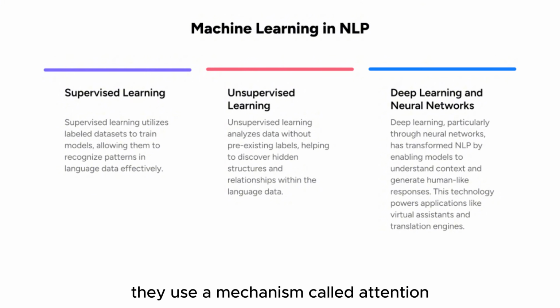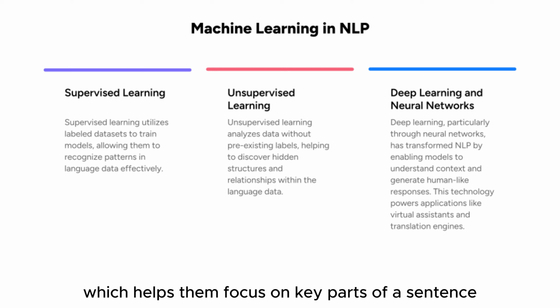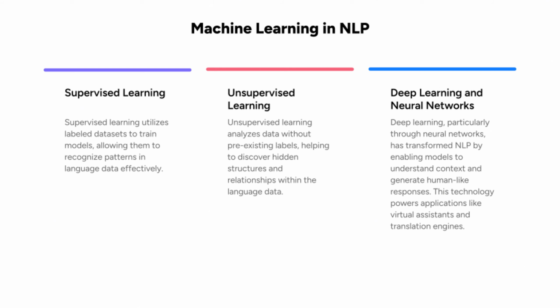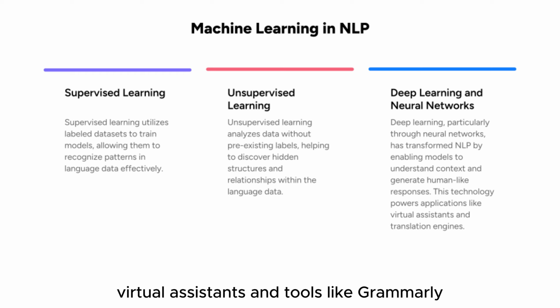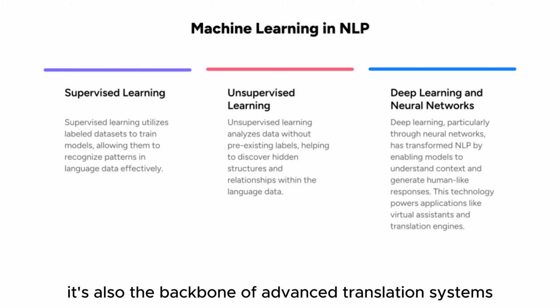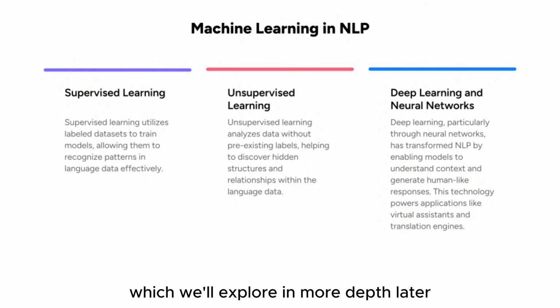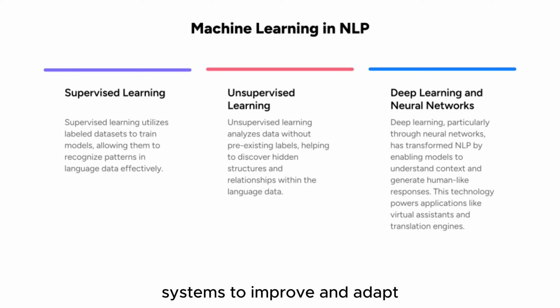They use a mechanism called attention, which helps them focus on key parts of a sentence, even if they are far apart. Deep learning has powered applications like chatbots, virtual assistants, and tools like Grammarly, which provides grammar corrections and writing suggestions. It's also the backbone of advanced translation systems like Google Translate, which we'll explore in more depth later. These advancements show how machine learning allows NLP systems to improve and adapt with usage over time.